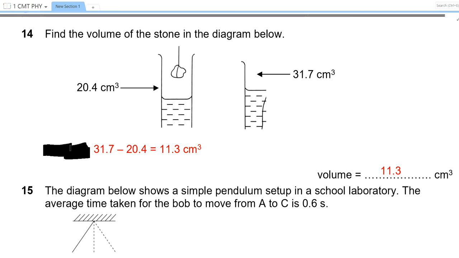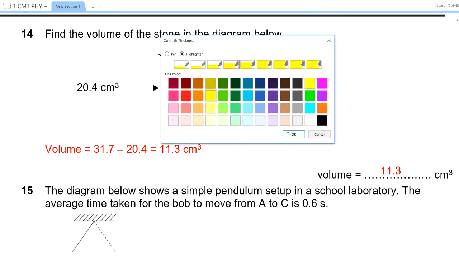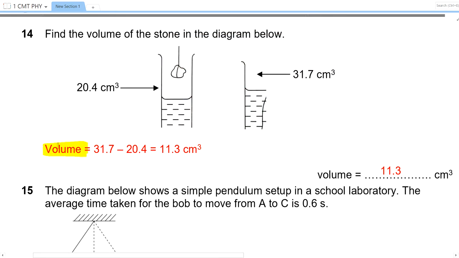I don't know what you are referring to. So I insist that you write this. You can choose to mark for yourself. Put it in green, volume. I insist that you write all these things out. Volume equals blah blah blah.